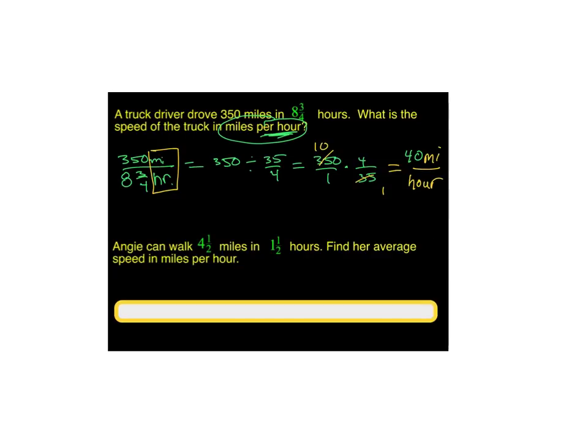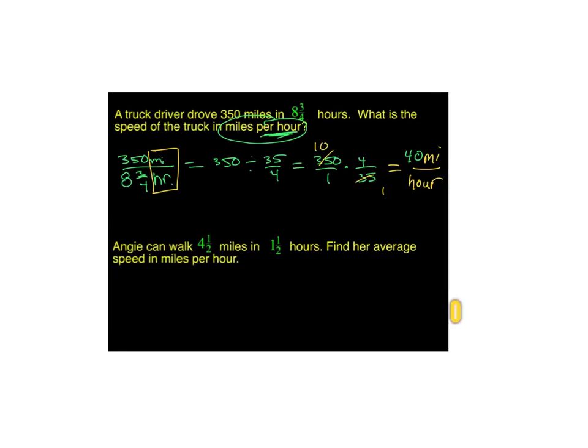All right, let's take a look at Angie. Angie can walk 4 1/2 miles in 1 1/2 hours. Find her average speed in miles per hour. So I know what's going in the denominator. That's my per. So here we go. 4 1/2, I'm labeling miles, over 1 1/2 hours. And let's now divide it and multiply it and solve it.